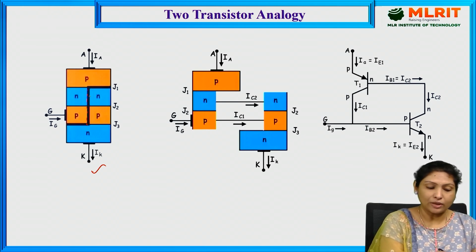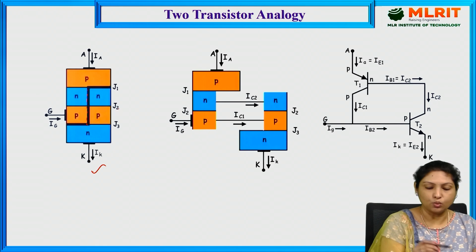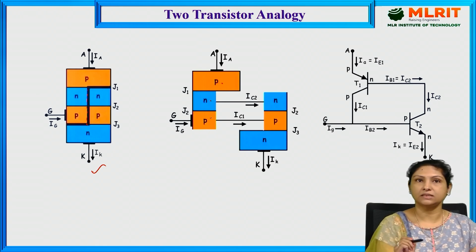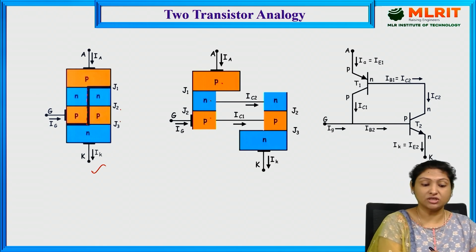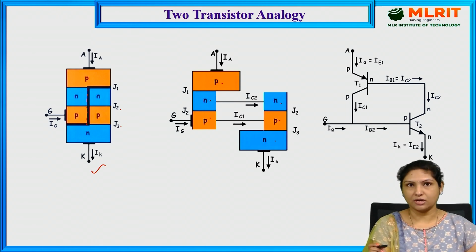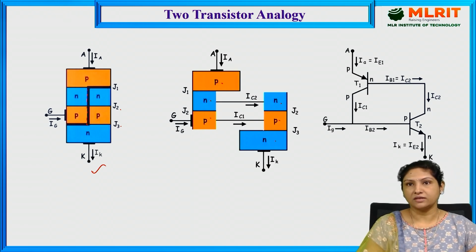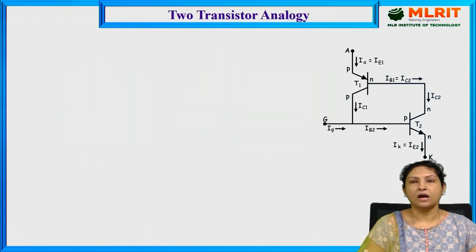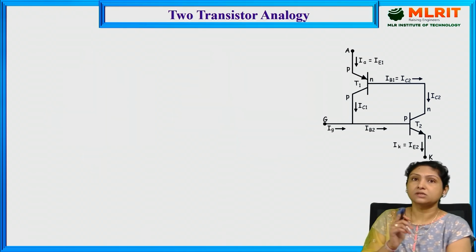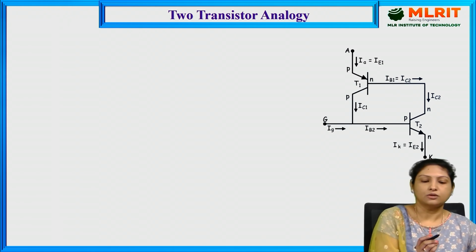The moment we bisect this particular thyristor, junctions J1 and J2 form a PNP transistor, and junctions J2 and J3 form an NPN transistor. It forms two transistors, and in order to analyze the operation of the thyristor, we need the two transistor analogy. For that purpose, let us obtain the expression for the two transistor analogy.